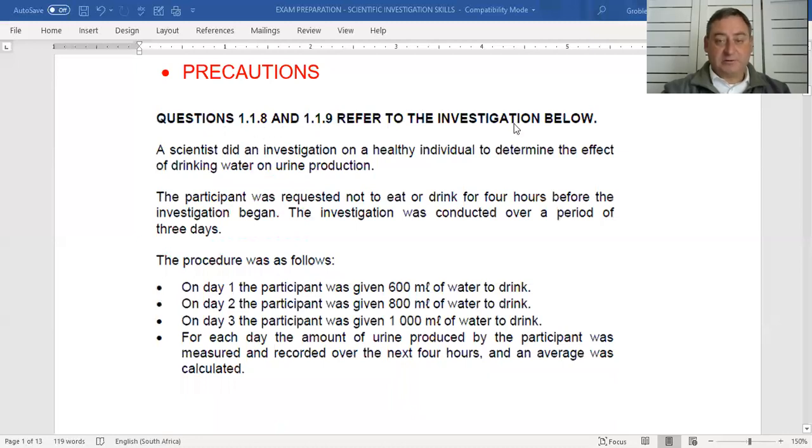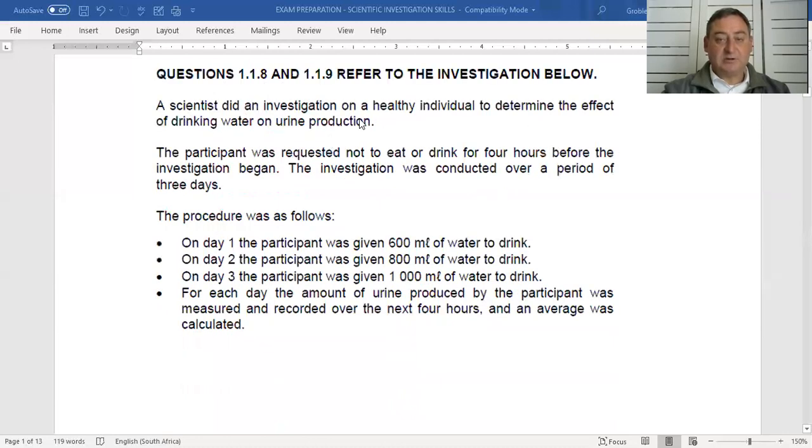Questions, these refer to the investigation below. A scientist did an investigation on a healthy individual to determine the effect of drinking water on urine production. So you will always get investigations that you've never seen before, but that's okay. We must now just go and read and see what this is all about. So we're reading, this person wanted to see, is it so that if somebody drinks more water, perhaps, that he will produce more urine? Now, how did it do it?